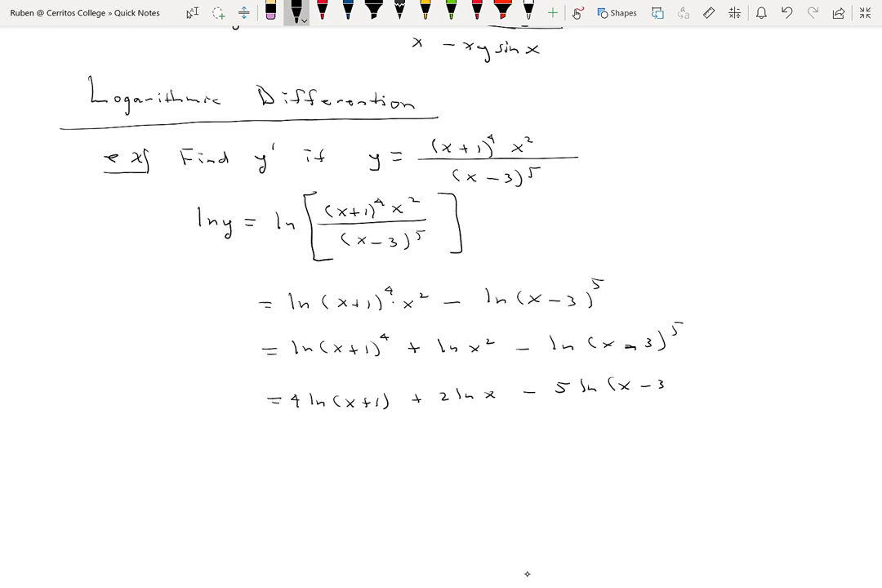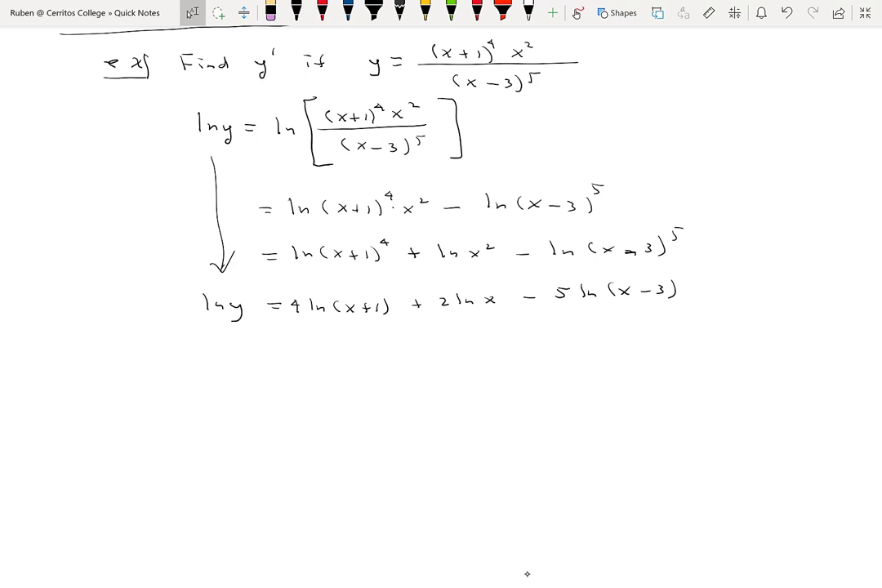Now take the derivative of both sides. So the logarithm of y equals this now expanded expression with a whole bunch of logarithms in it. Take the derivative of both sides. Use implicit differentiation on the left. The derivative of log of y is 1 over y times the derivative of the inside, times y prime.